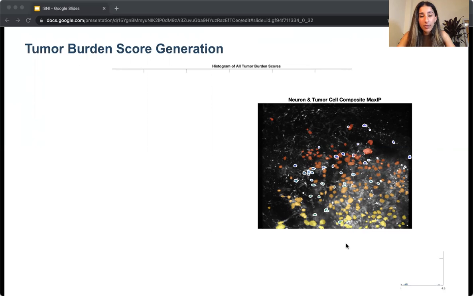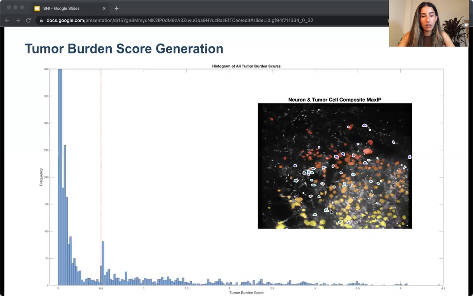The graph here is a histogram with the frequency of all tumor burden scores indicated on the x-axis. Here it is. Sorry, it took a second to load. Notably, there is a bimodal distribution in the tumor burden scores, which allowed us to binarize or bin scores into high and low tumor burden.